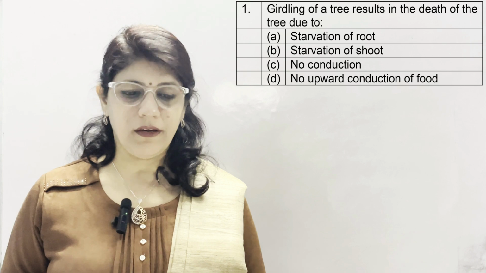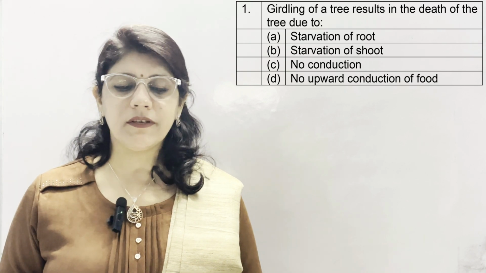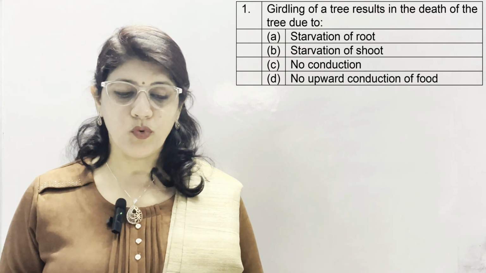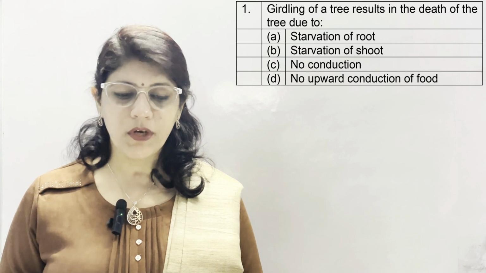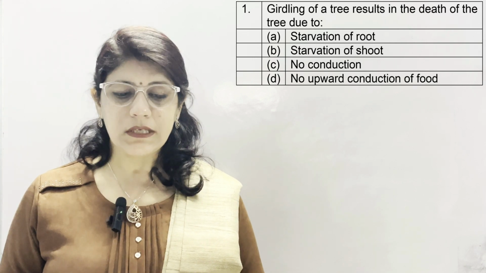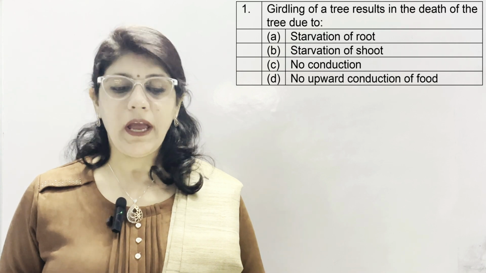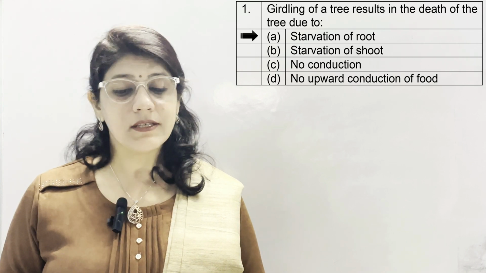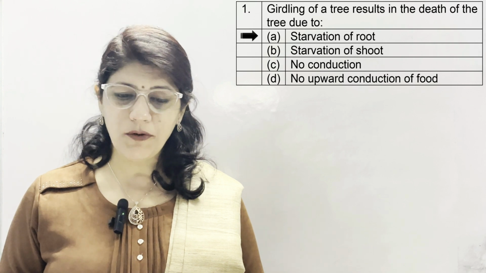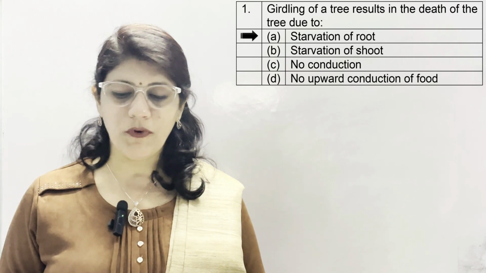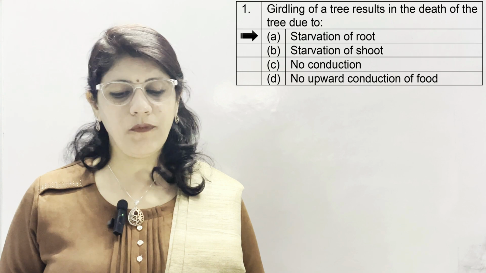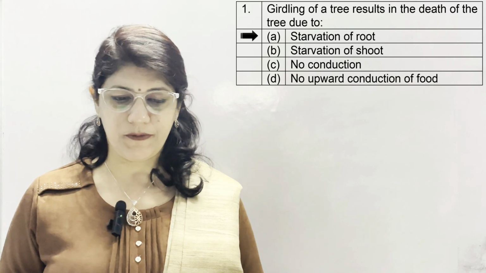Starting with question 1, girdling of a tree results in the death of tree due to A, starvation of root, B, starvation of shoot, C, no conduction, D, no upward conduction of food. And the correct option is A, starvation of food. As we know, girdling results in removal of phloem and inability of leaves to transport sugars.